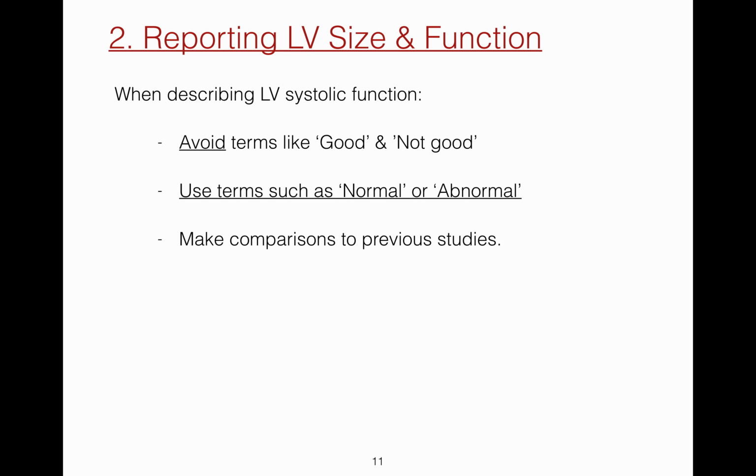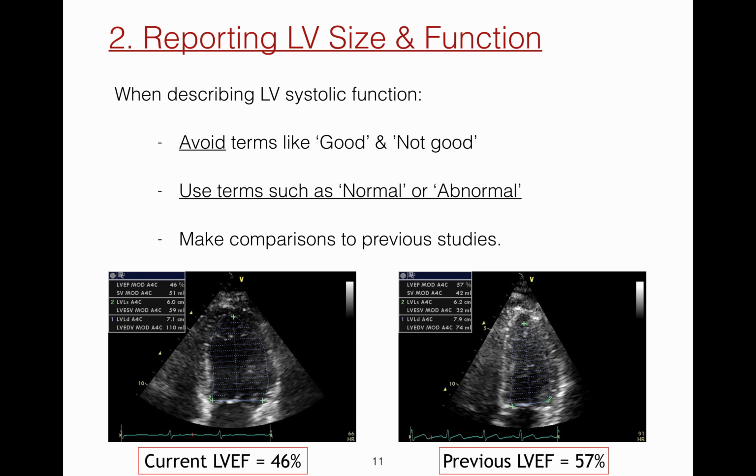When describing LV systolic function in the report, it's best to avoid terms like good or not good. Using terms such as normal or abnormal are much more helpful. What's also helpful is to make comparisons to previous studies. For example, if the patient's EF has dropped significantly, it's best to indicate both the current and previous LVEF measurements where possible.